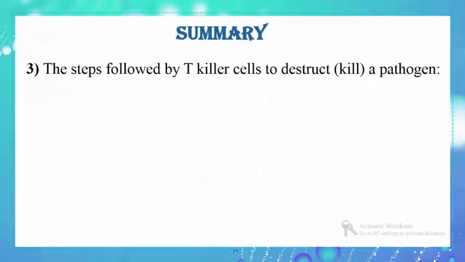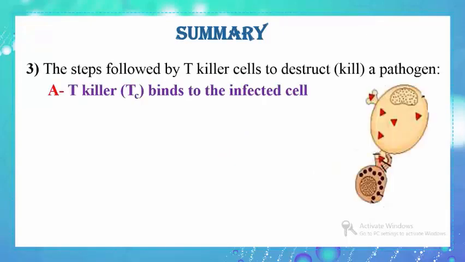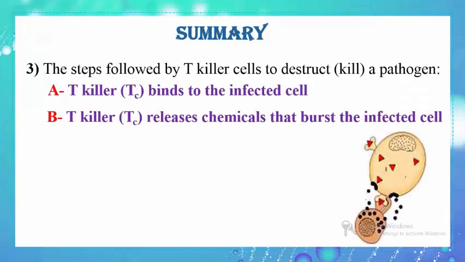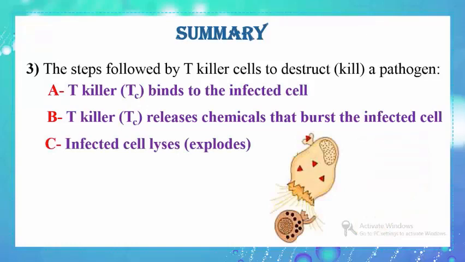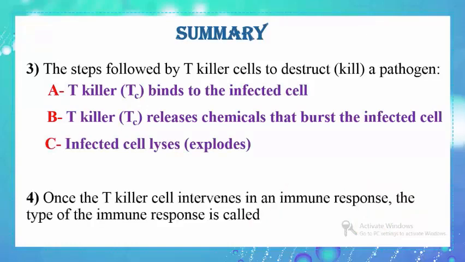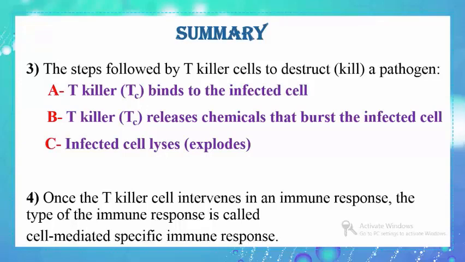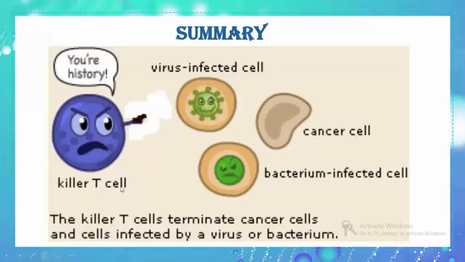The steps followed by T killer cells to destroy a pathogen are: 1. T killer cell binds to the infected cell. 2. T killer cell releases chemicals that burst the infected cell. And at the end, the infected cell lyses. Once the T killer cell intervenes in an immune response, the type of the immune response is called cell-mediated specific immune response. Very important to know that T killer cells eliminate infected cells caused by a virus, infected cells caused by a bacterium, and also cancer cells.